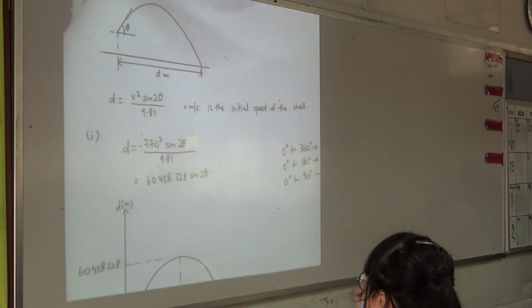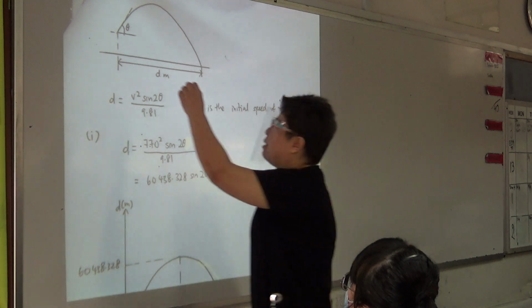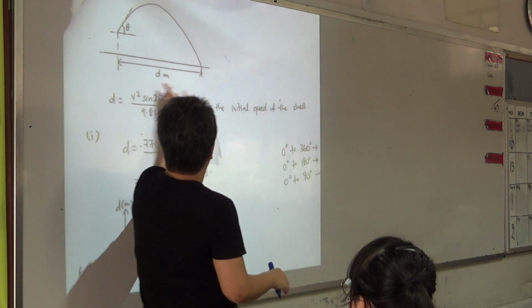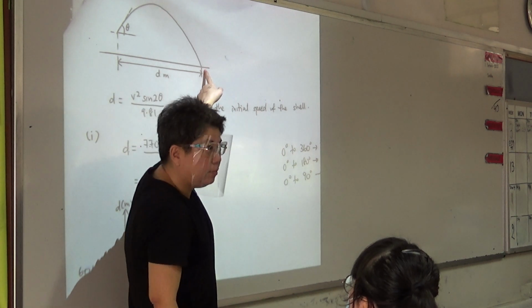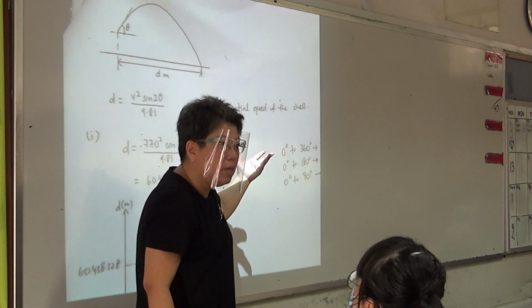An artillery shell is fired upwards at an angle theta as shown. Assume that the horizontal distance d meters that the shell travels can be modelled by the equation d equals v squared sine 2 theta over 9.81, where v meters per second is the initial speed of the shell. That means this particular fella will start. You must aim properly, you must tilt the thing right. So boom, this is the maximum distance. You want to hit this guy. Understand what I'm talking about? You must calculate correctly. Don't waste the bomb. The country also needs money to manufacture the bomb.